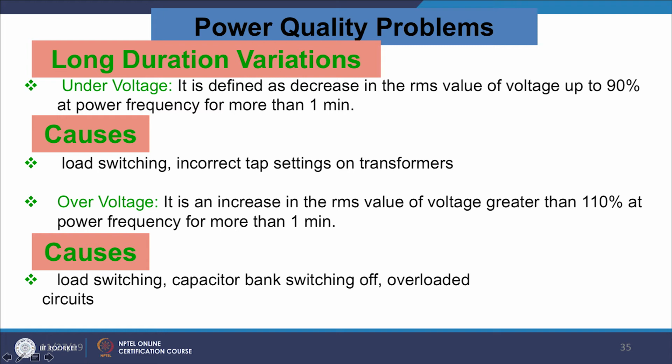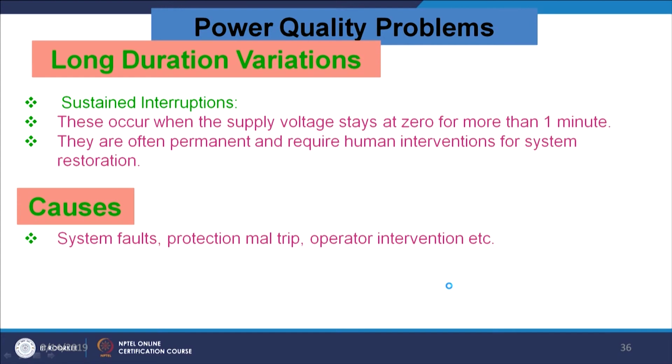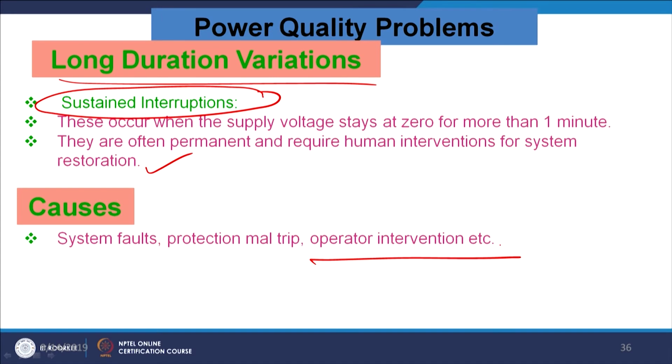These are the issues. Now, there are sustained oscillations. So, long duration variations can have a sustained interruption. Those occur when the supply voltage stays at 0 for more than 1 minute. They are often permanent and require human intervention to restore the system, and the cause may be system fault, protection maltrip, operation intervention, etc.